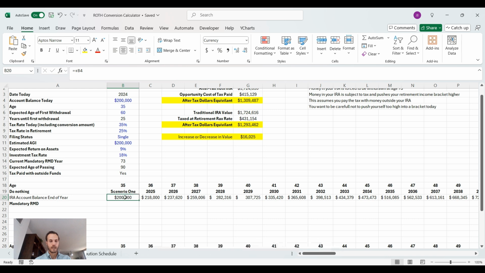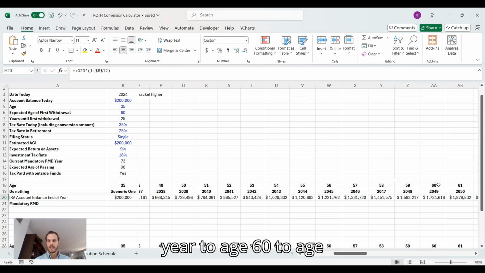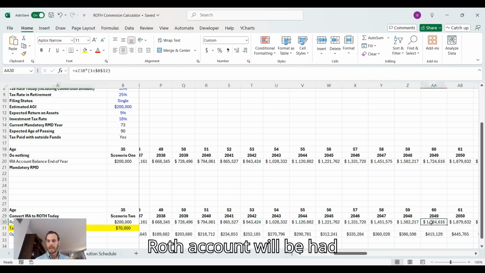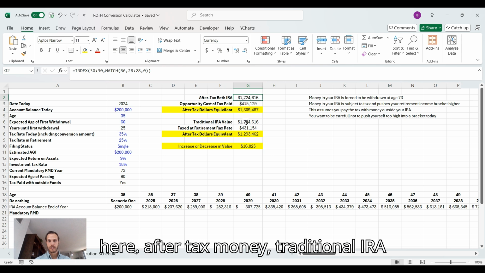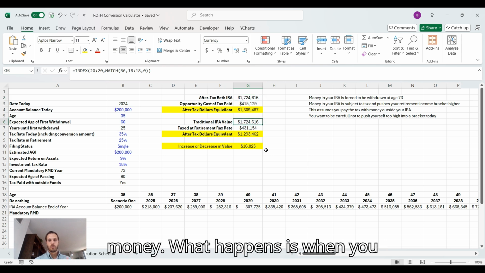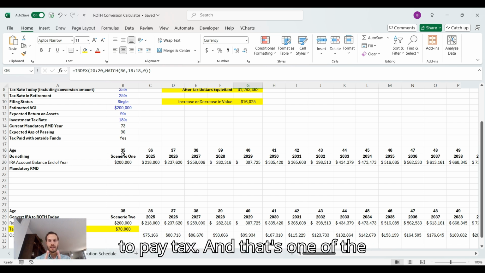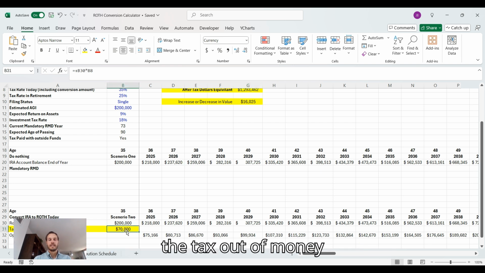$200,000 IRA today, that grows by 9% a year to age 60, to $1.724 million. Now, the same dollar amount in the Roth account will be had, and that's the baseline assumption up here, after-tax money, traditional IRA money. What happens is when you convert from an IRA to a Roth, you have to pay tax. And that's one of the assumptions in here, that you can pay the tax out of money outside of the account.